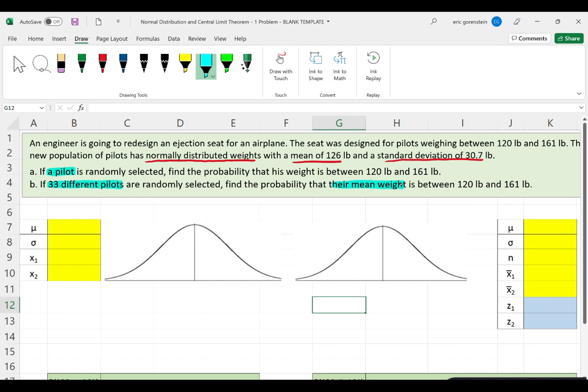Okay? In part B, this is where we use the central limit theorem. It's the probability relating to a sample of observations having a mean weight, in this case between 120 and 161. I'm going to separate the screen into two halves. So I'm going to take care of part A on the left and part B on the right.